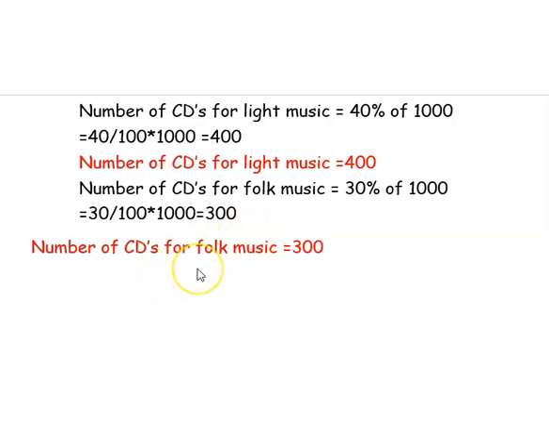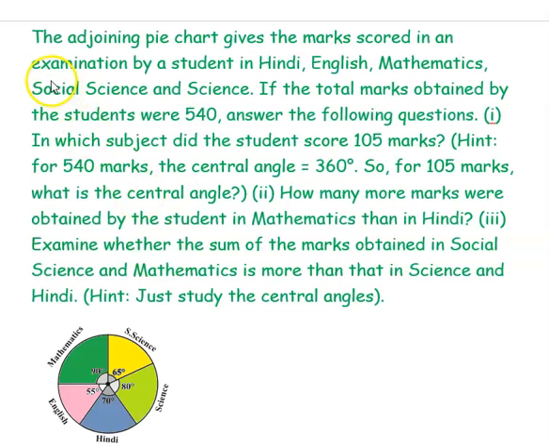Thus the number of CDs made by the cassette company for folk music is 300 CDs. Now let's see our second question. The adjoining pie chart gives the marks scored in an examination by a student in Hindi, English, mathematics, social science and science. If the total marks obtained by the student were 540, answer the following questions.